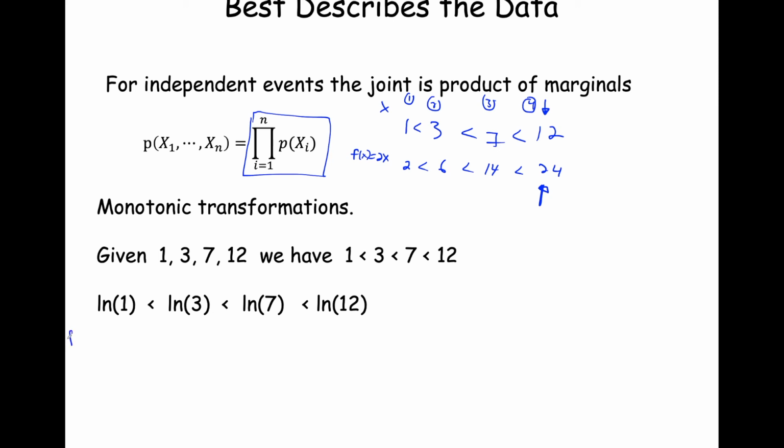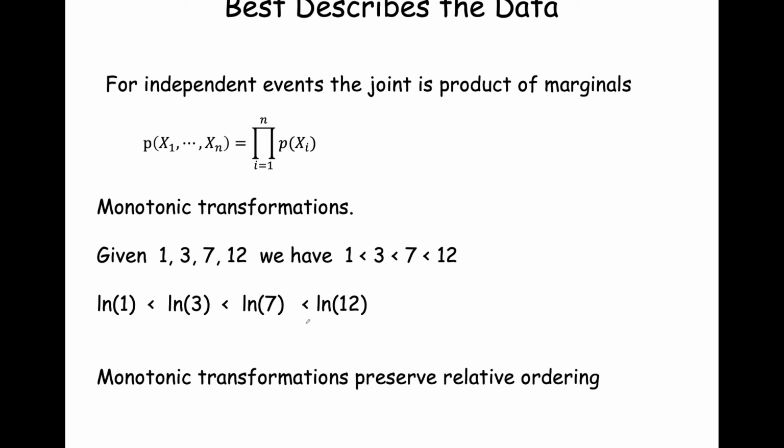So if we were to ask f of x is equal to ln of x, which one is the biggest, it's still going to be that fourth position, ln of 12. Okay, and so we're going to use natural log because it's going to get rid of this product, which makes it a little bit more difficult to find the best lambda that maximizes this product of the marginal likelihoods. All right, so monotonic transformations preserve the relative ordering of solutions.